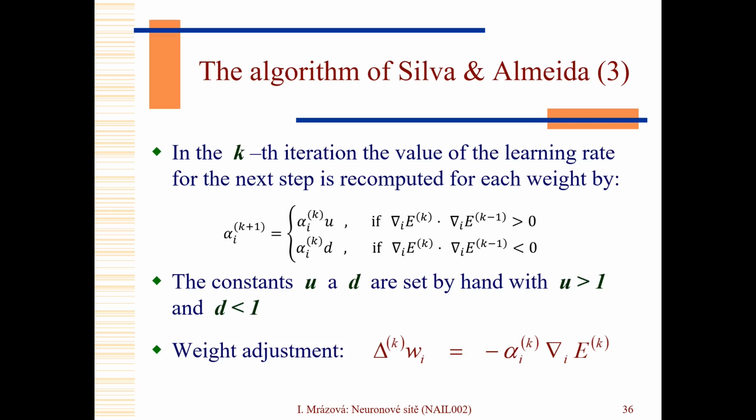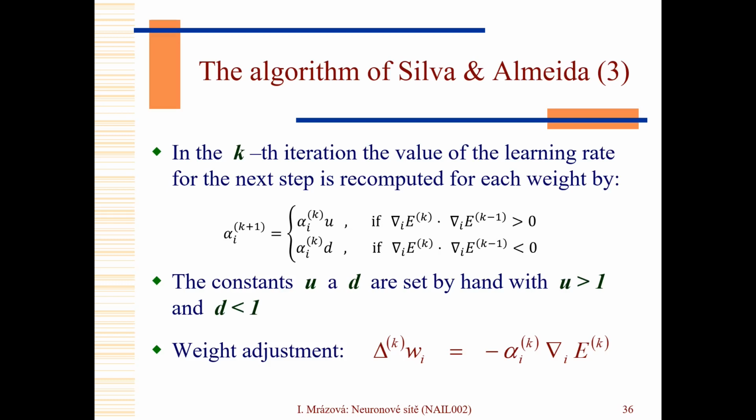So u means that we will increase it, we will take an upper value if the product of the gradient of capital E at iteration k and in dimension i multiplied by the gradient in dimension i of capital E at iteration k minus 1 is bigger than 0. This would mean that we are heading into the same direction for the minimum.